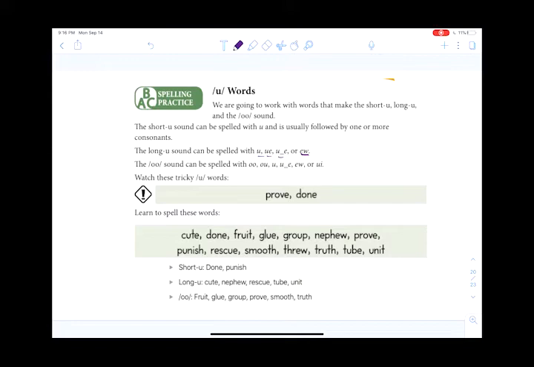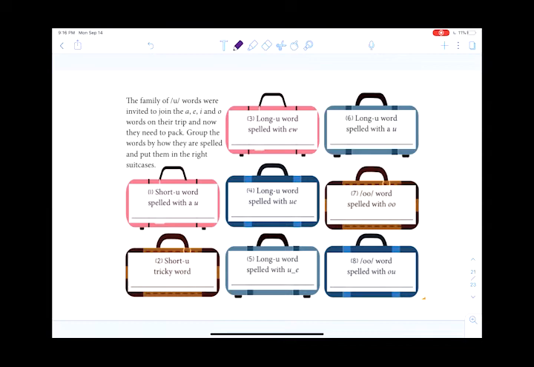The family of U words were invited to join the A, E, I, and O words on their trip, and now they need to pack. Group the words by how they are spelled and put them in the right suitcases. Pause this video and complete the exercise.